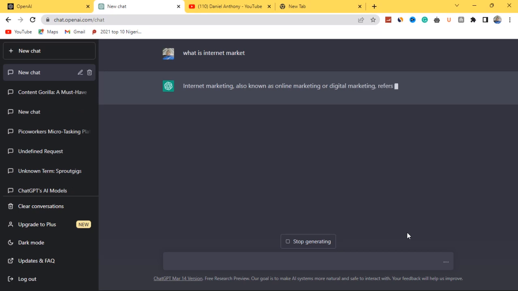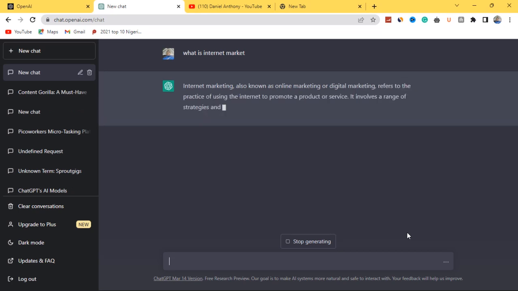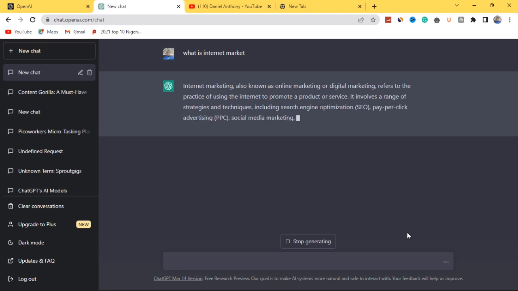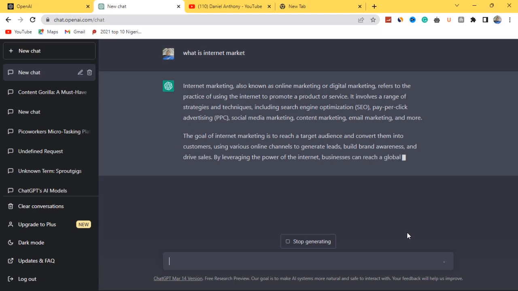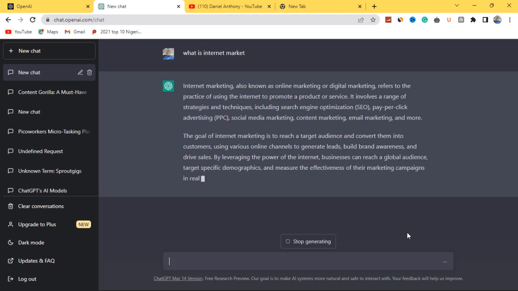Internet marketing, also known as online marketing or digital marketing, refers to the practice of using the internet to promote a product or service. It involves a range of strategies and techniques, including search engine optimization, that's SEO, pay-per-click advertising, PPC, social media marketing, content marketing, email marketing, and more. As you can see, ChatGPT has understood the prompt that I initiated, which is what is internet marketing, and now it's giving me feedback. So you equally need to understand the prompt engineering aspect of ChatGPT.